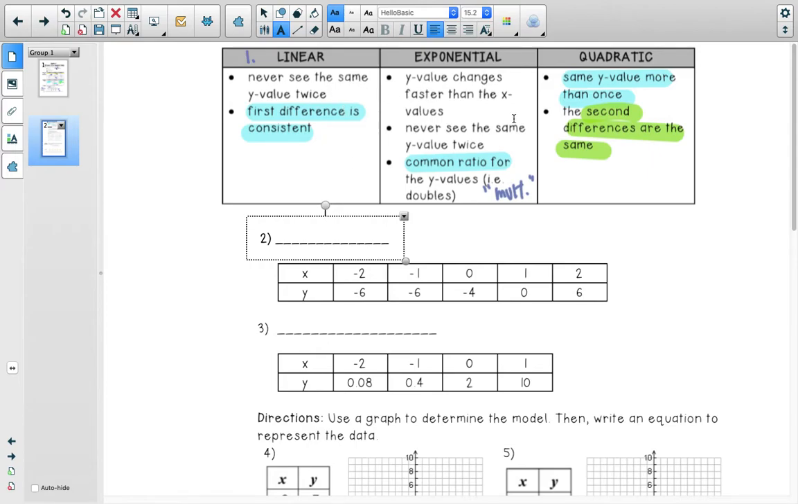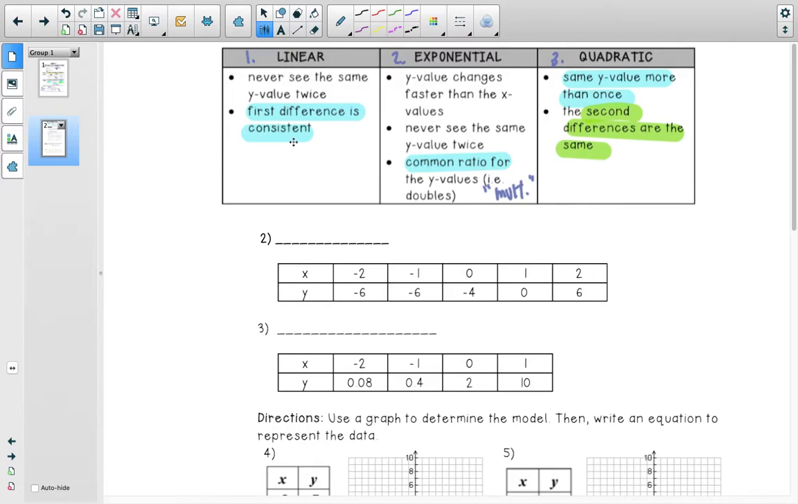I copied and pasted this table into here, and I put that 2 there because I forgot on the other page. So we have to figure out, again, if it's linear, exponential, or quadratic. And I probably could have given you more examples, but this will be okay. So basically, I'm going to go through this chart.